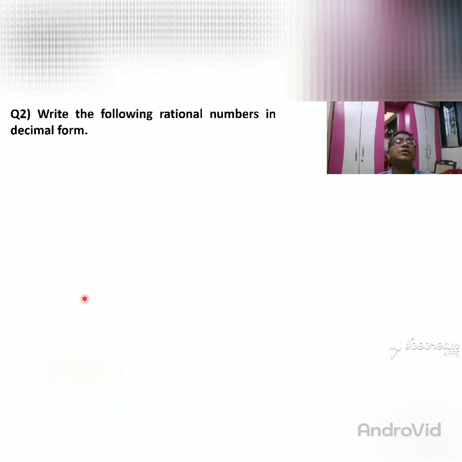Then this is question number 2. Write the following rational numbers in decimal form. So you want to write the rational numbers into decimal form. So 127 divided by 200, 25 divided by 99, 23 divided by 7, 4 upon 5, 17 upon 8. So write all of that in decimal form.